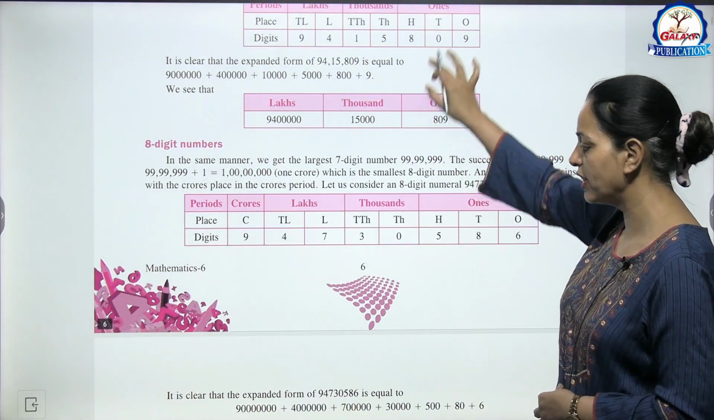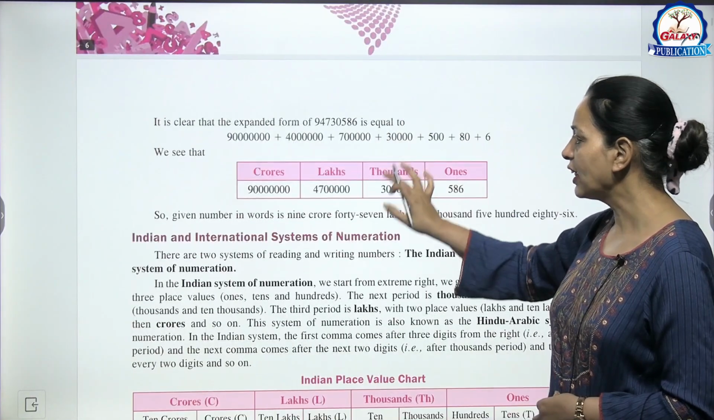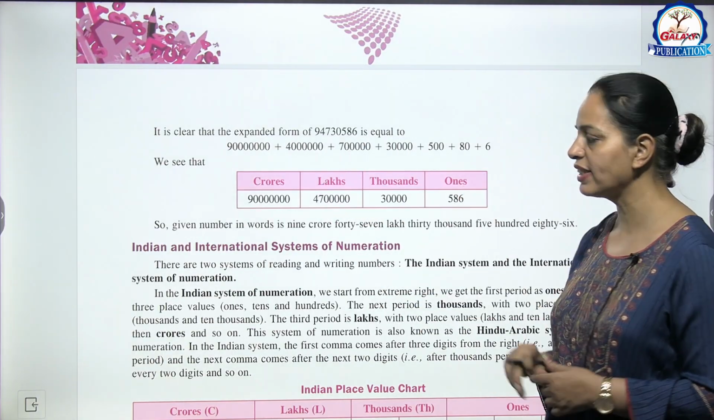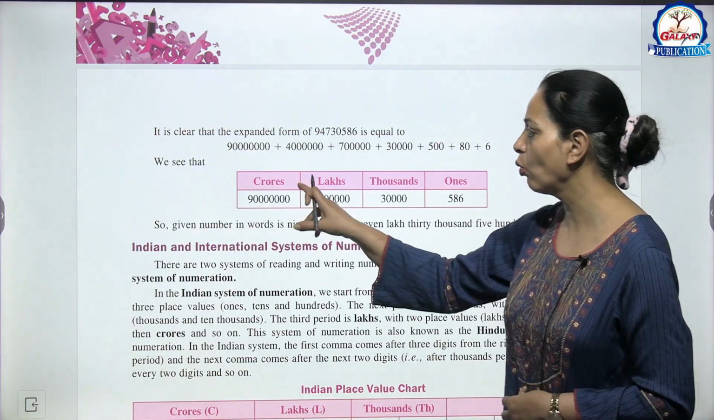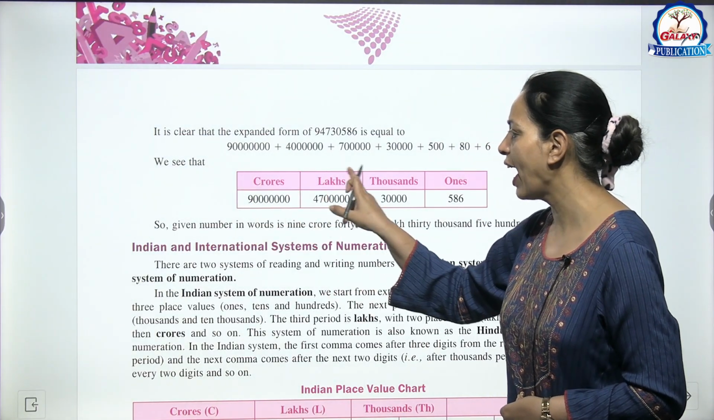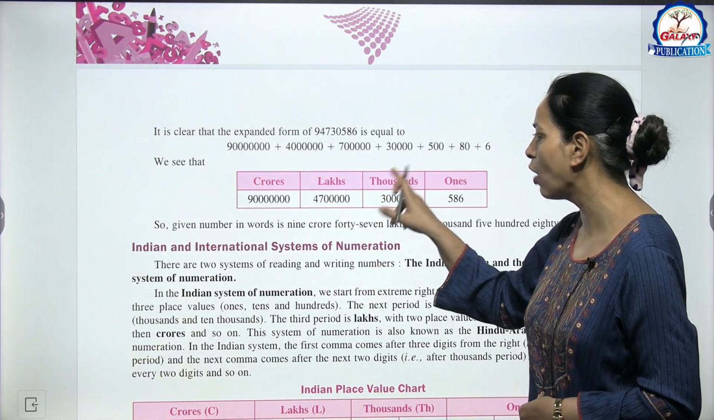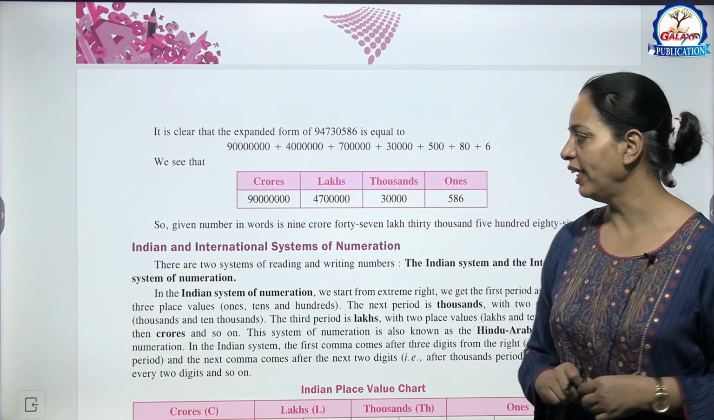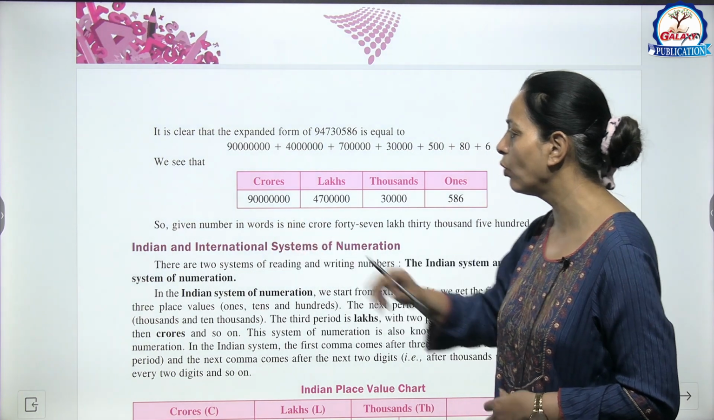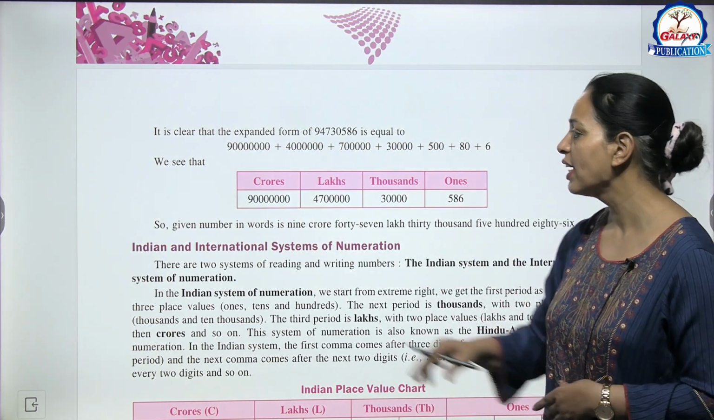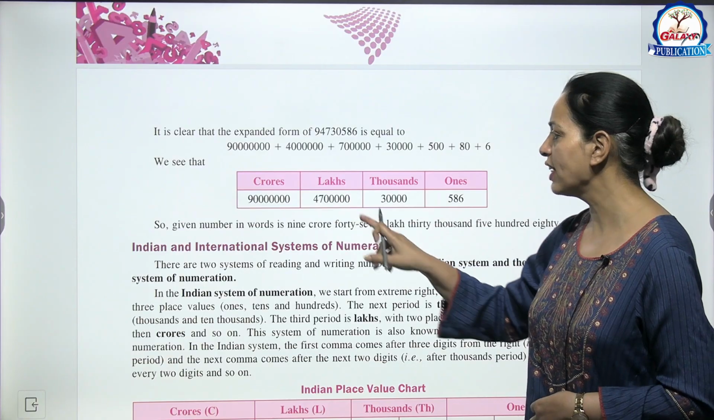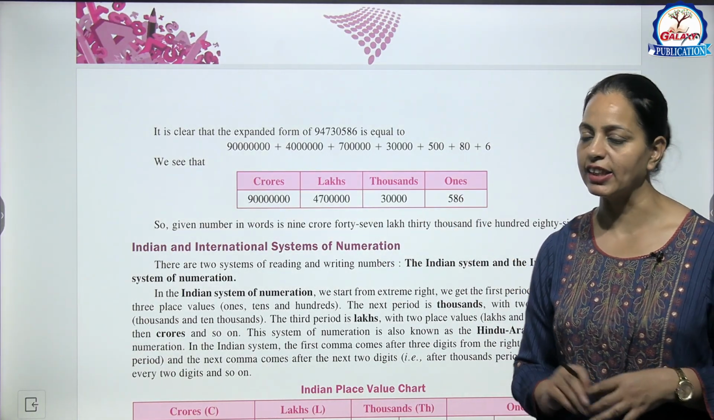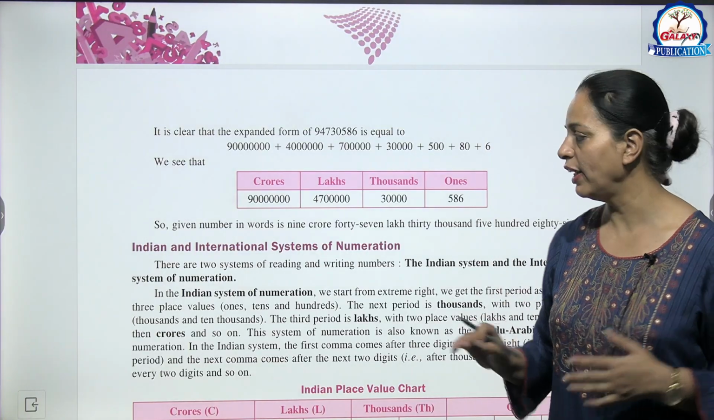How can we read it? So it is clear that the expanded form of this number is like this. We can write it and we see that crores means this one, lakhs here 47 lakh, thousands 30,000 and ones 586. So how can we write the given number in words? 9 crore 47 lakh 30,586. So very simple, very interesting.